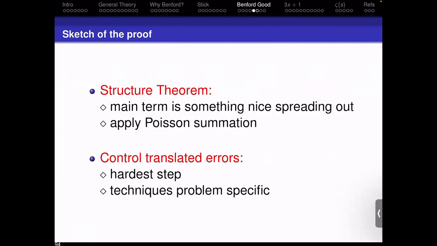And so the proofs basically work in 2 steps. The first part is we use that the main term is something nice that's spreading out, and that's going to become uniformly distributed, and that's going to give us what we want, and then we just apply Poisson summation to control the errors. And that's the hardest part, and we'll go through that with 3x plus 1, and if time permits, a little bit with L functions.